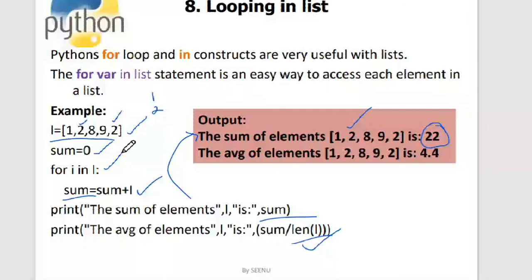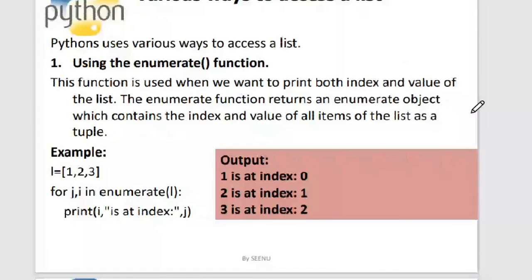Other ways of accessing elements of a list. How can you access a list in ways other than loops? Python uses various ways to access a list. The first one is by using the enumerate function.